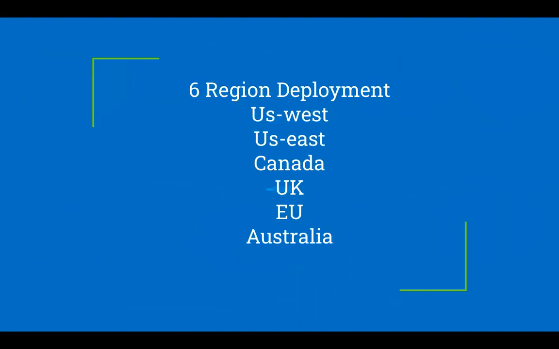And as I said, we are basically having a 6-region deployment. So actually the Kubernetes clusters are being created in 6 regions. One is in US West, one is US East, one in Canada, one in UK, one in EU. That data center is most likely Amsterdam. And the last one is essentially Australia. So these are basically the 6 regions in which this is going to be deployed.